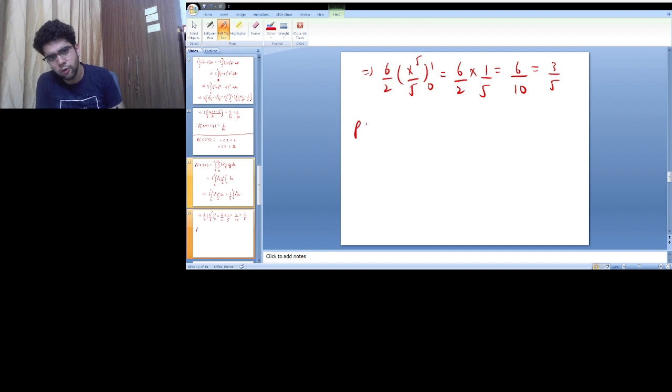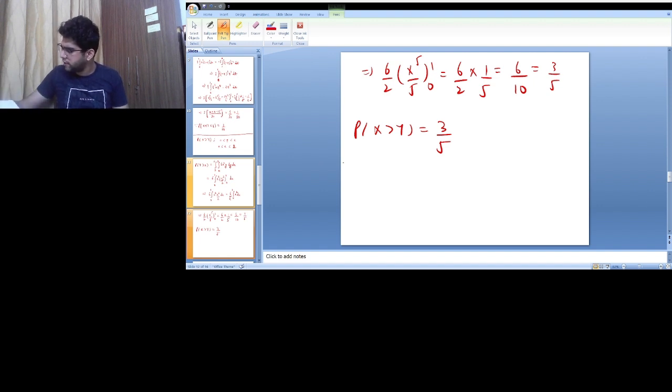So my probability of x greater than y is 3 by 5. Let me just check if you are right. Yeah, it's 3 by 5. They have also used the same method, right?